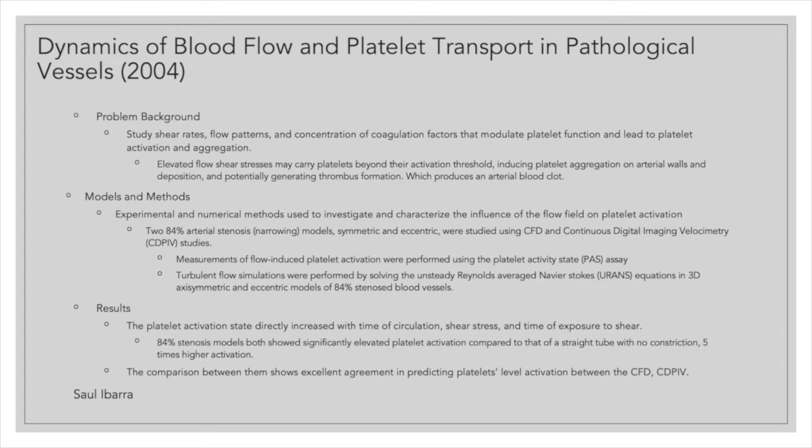The second article was to study the shear rates, flow patterns, and coagulation factors that lead to platelet activation and aggregation, which may lead to an arterial blood clot. Experimental and numerical methods were used to investigate these patterns. The results show platelet activation directly increased with the time of circulation shear stress and time of exposure to shear.